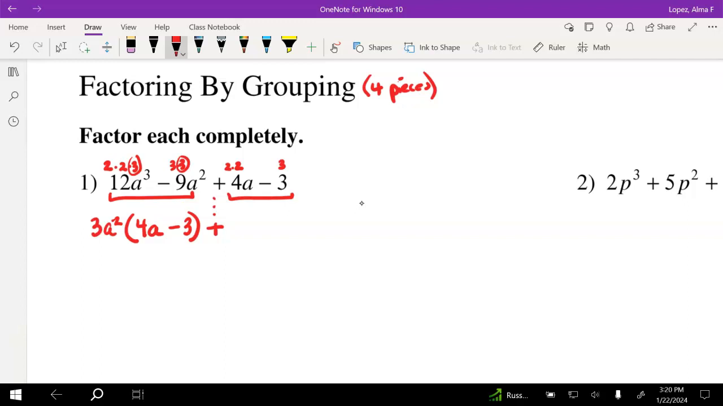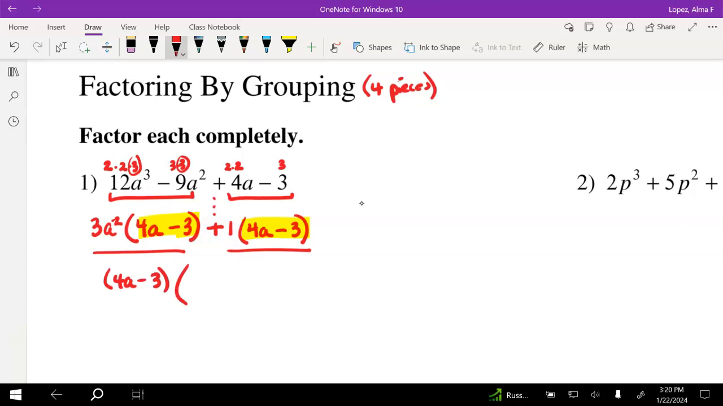Now 4a minus 3 doesn't have anything in common that we can factor out, but we're going to need a placeholder, so we'll use the number 1. When you factor 1 out of 4a, you're still going to be left with a 4a. When you factor 1 out of negative 3, you're still going to be left with a 3. Once we take our 4 pieces and turn them into 2, we look back to see what those 2 terms have in common. And it's exactly what you think. The parentheses part of it is actually the greatest common factor. So we're going to factor out the 4a minus 3 as our greatest common factor.